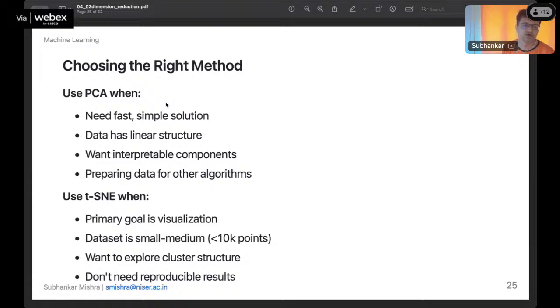Okay, so now what do we choose? PCA, when we require a super fast and simple solution, when the data most likely has a linear structure, and when we want interpretable components. Interpretable components are important here because anything that is linear regression is way easier to define than, say, a non-linear SVM. We'll talk more about interpretability in common. Interpretable basically says which components of your algorithm were responsible for a particular decision.